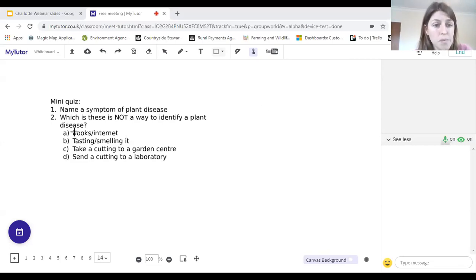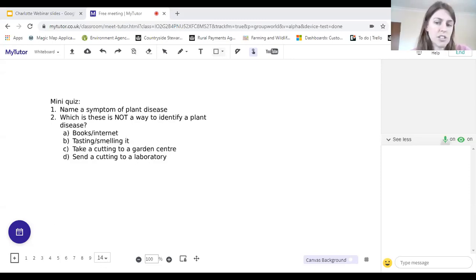Okay, and question 2. Which of these is not a way to identify a plant disease? A, books or the internet. B, tasting or smelling it. C, take a cutting to a garden centre. Or D, send a cutting to a laboratory. Which of those is not a way to identify a plant disease? B, yes, very good, can be dangerous. Probably wouldn't advise tasting or smelling a plant that you think may have a disease, or any plant at all actually, unless you're sure that it can be eaten. Great.